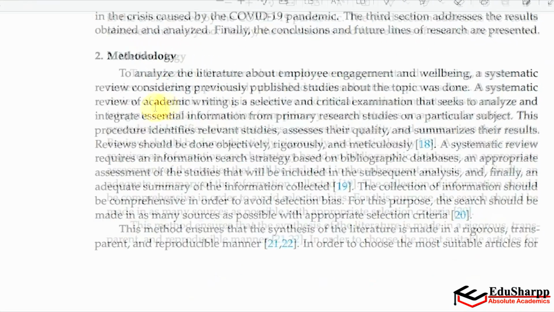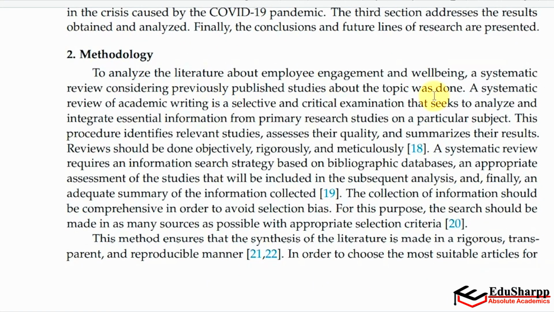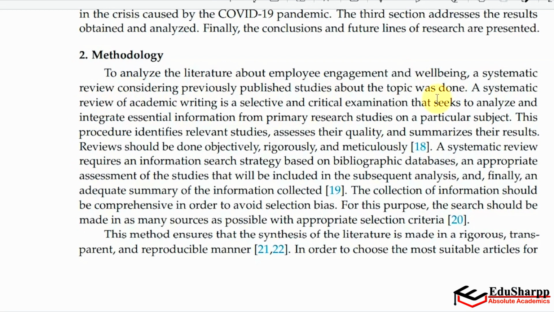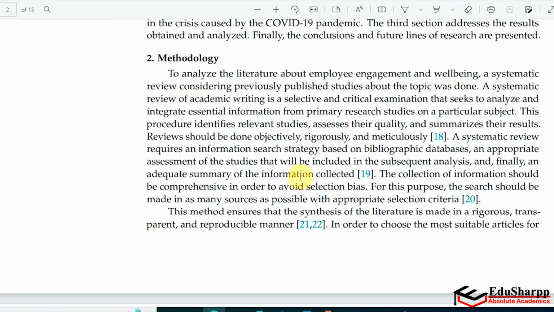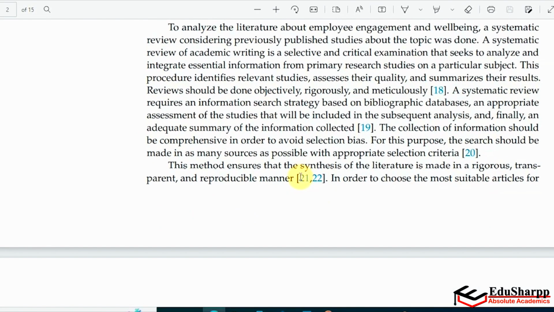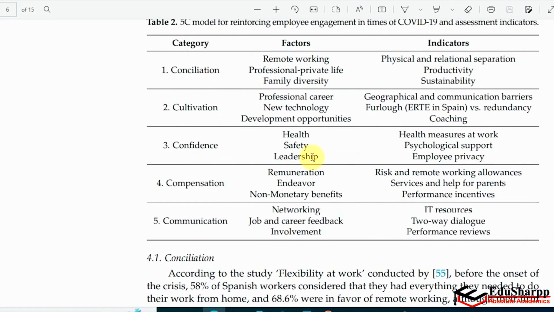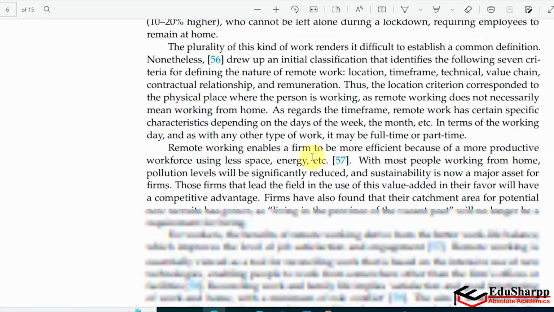So you see that the research methodology is mainly the literature review. To analyze the literature about employee engagement and well-being, a systematic review considering previously published studies about the topic was done. So you can see that secondary research is used and a literature review is done. Now we will go to the conclusion paragraph and we'll see how the conclusion paragraph is written on the basis of the steps that we discussed earlier in the video.